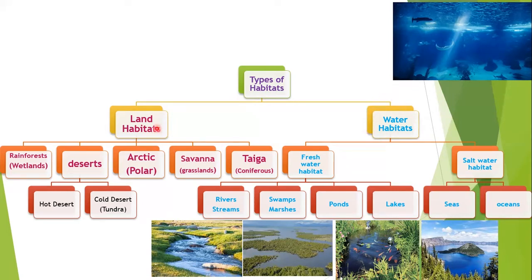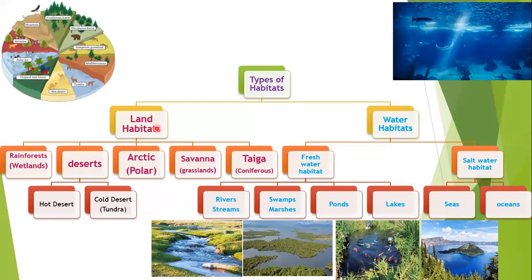Let's go back to land habitats as we have finished the classification of water habitat. Here we can see that we have many types of land habitats. We have the rainforests, as we call them, wetlands. We have deserts, and do not be surprised because there are hot deserts and also there are cold deserts, which is called the tundra, okay? You are going to hear this word many times, tundra, okay?